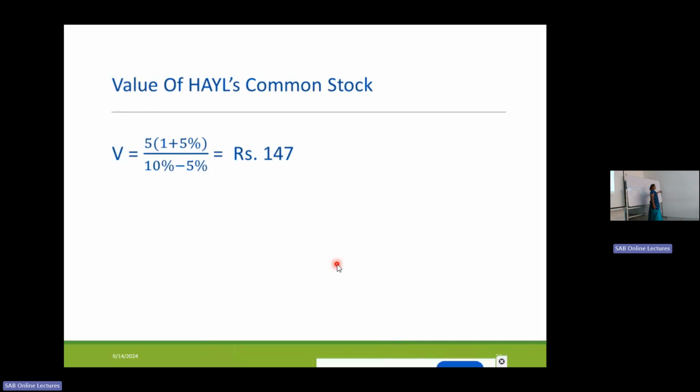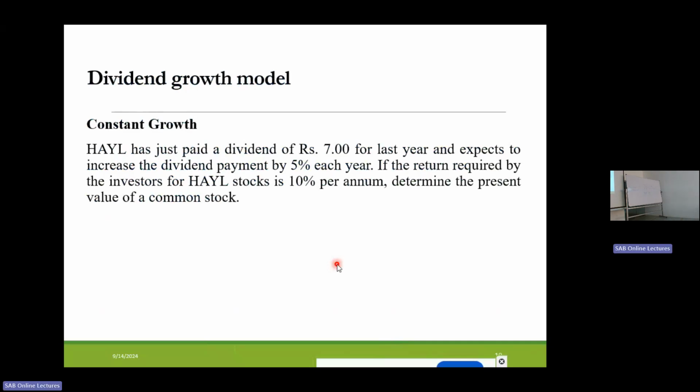Now, suppose that, any question? Right. And now let's assume that they are maintaining this constant growth in dividends for a long period, at 5% each year. Now, can you calculate the value of this company share in 10 years, because they are maintaining constant growth in dividend? Every year they are increasing dividend by 5%. So I want to know what is the intrinsic value of this company share in 10 years.